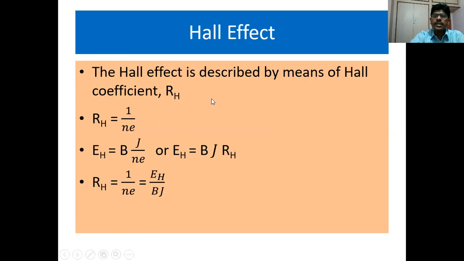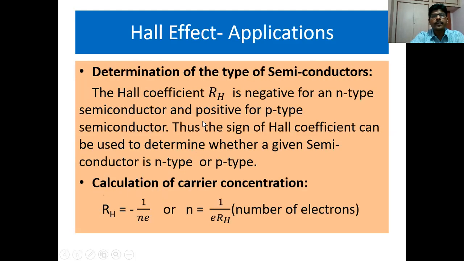The Hall effect is described by means of the Hall coefficient RH, where RH is equal to 1 by Ne. Therefore now EH, which is equal to B J by Ne, can be written as EH is equal to B J RH, where instead of 1 by Ne, we write it as RH. So what are the various ways of calculating RH? RH is equal to 1 by Ne, which is equal to EH divided by BJ, where RH is called the Hall coefficient.